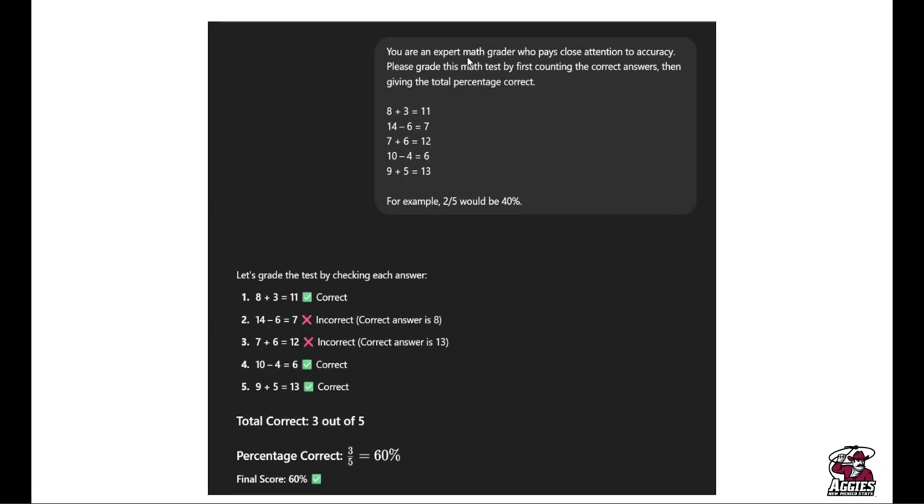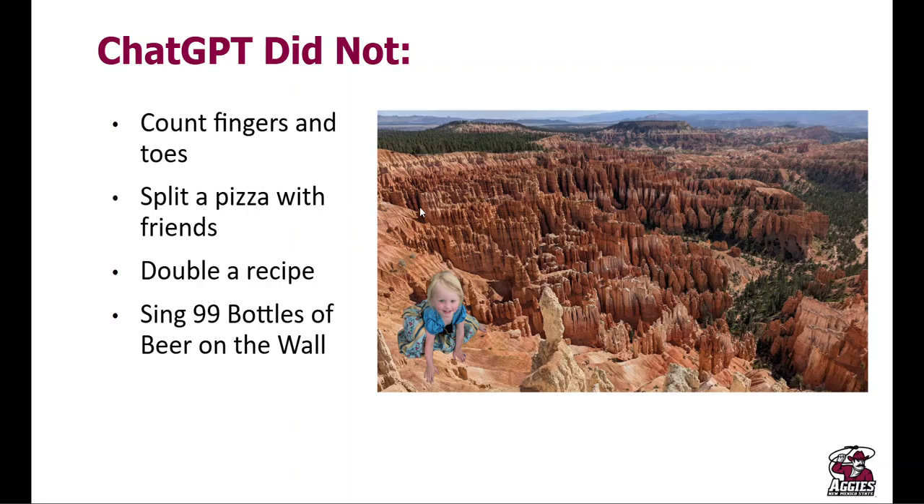I can use something more specific and say, you're an expert math grader, you pay close attention to accuracy, grade the math test, counting the correct answers, then giving the total. And I even gave an example, 2 for 5 equals 40%, and it goes through and does this really nice thing, but it still says this one's correct. So even with what we call better prompting, it's still getting the numbers wrong. Like I said, it never counted on its fingers and toes. It never split a pizza with friends. It never sang 99 bottles of beer on the wall. It doesn't understand that connection to the actual world.